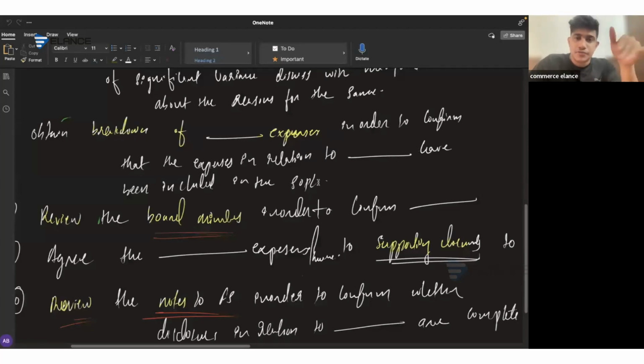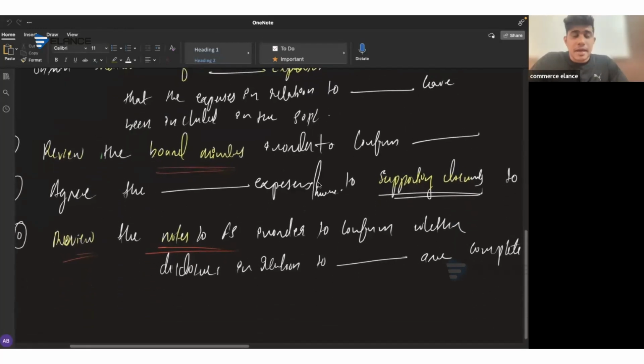Or consider that in some other cases, if you need to know whether the amortization or depreciation charges are included, you can obtain the breakdown of operating expense in order to confirm that expenses in relation to depreciation have been included or expenses in relation to amortization have been included in the statement of profit or loss.